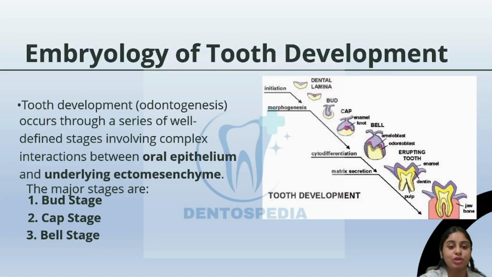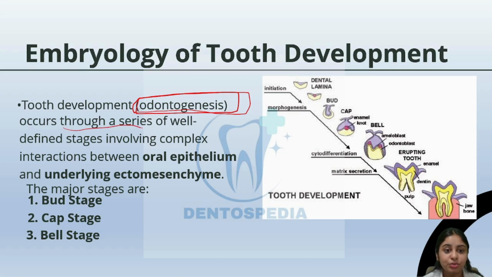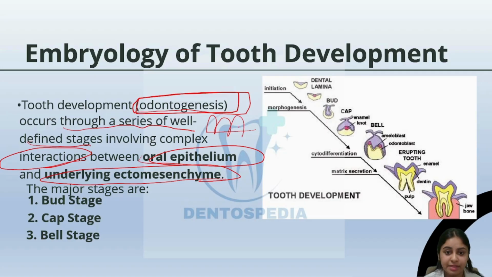Coming to the embryology of the tooth development. The process of tooth development is also known as odontogenesis. It is not a single event, but it occurs through a series of well-defined stages due to the interaction between the oral epithelium and underlying ectomesenchymal cells. So, the oral epithelium cells and underlying ectomesenchymal cells interact with each other to form the tooth. And they are seen in the stages, that is the bud stage, cap stage, and the bell stage.